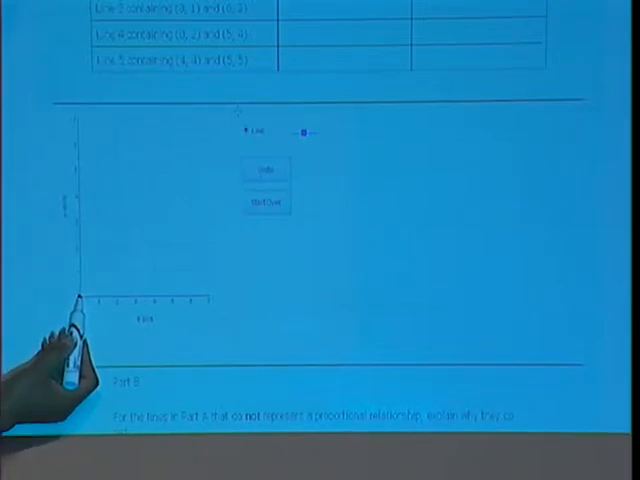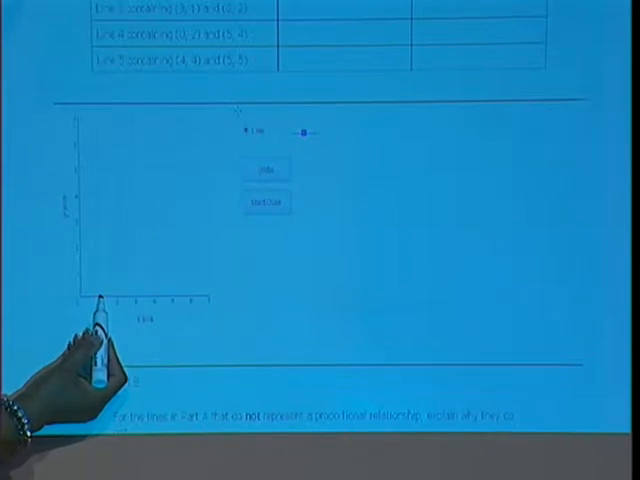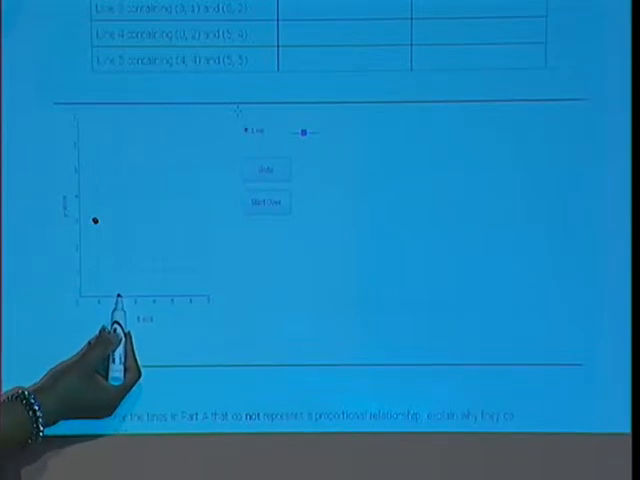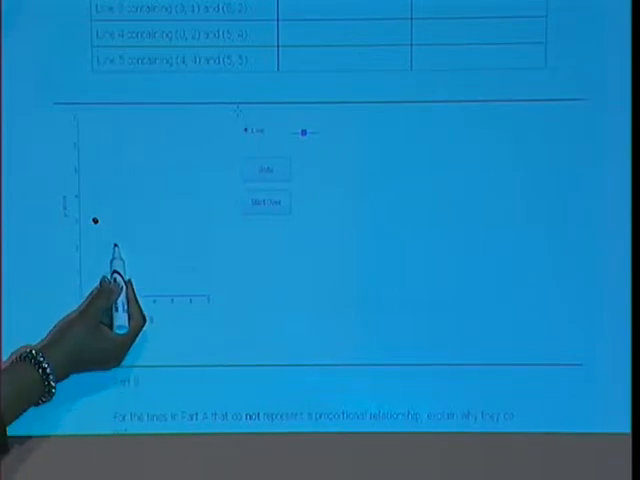I'm moving to the right 1 and up 3. 1, 2, 3. I plot that point. Second point, I start at the origin. I move over 2 spaces, 1, 2, and I also move up 3. 1, 2, 3.